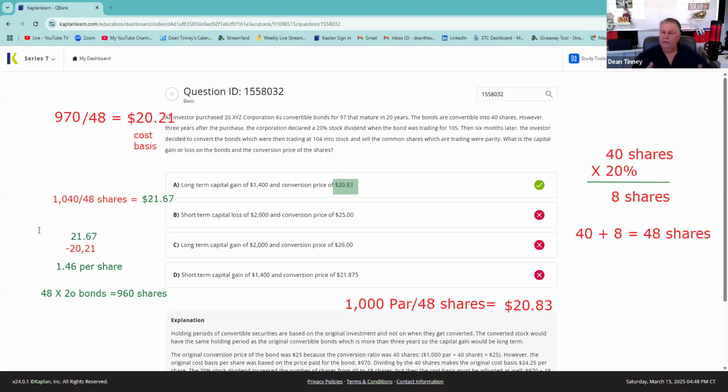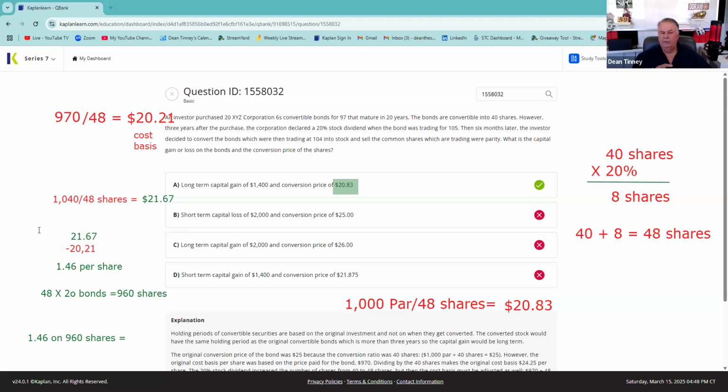So 20 bonds that each are converted into 48 shares means I got 960 shares when I turn these bonds into the stock, right? And now I say, okay, well, I made $1.46 on 960 shares, and that is the long-term capital gain of 1,400.